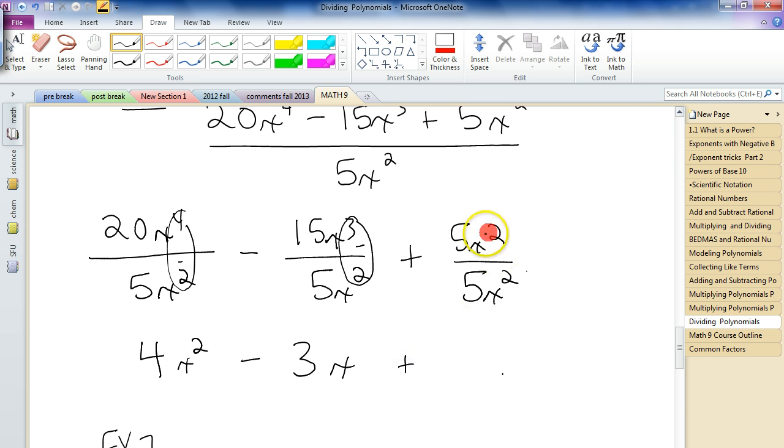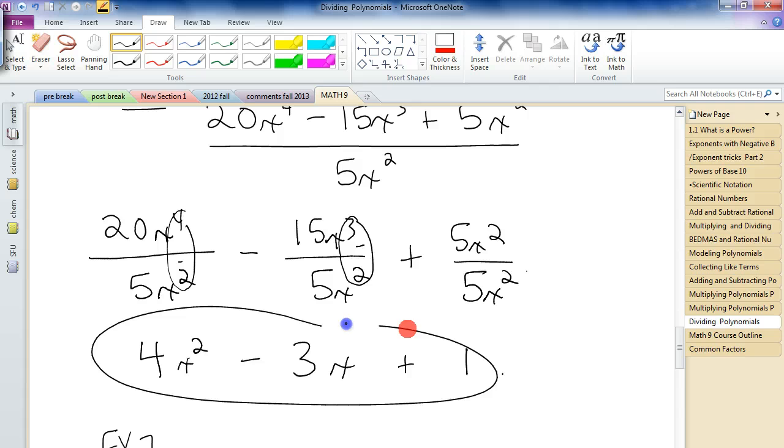And then over here, you have 5x squared divided by 5x squared. Now some of you might be thinking, oh my god, they cancel out and they leave nothing. Well, they don't leave nothing. They actually leave 1. Something divided by the exact same thing equals 1. 5 divided by 5 is 1. X squared divided by x squared is 1. So you get 1. You gotta put the 1 there. Okay, so that's the answer to that.